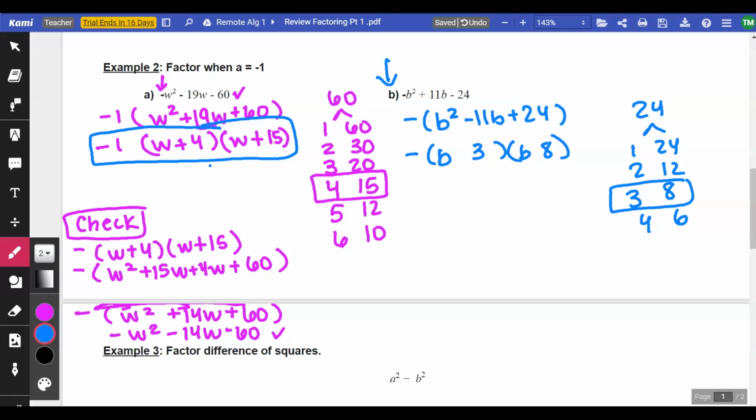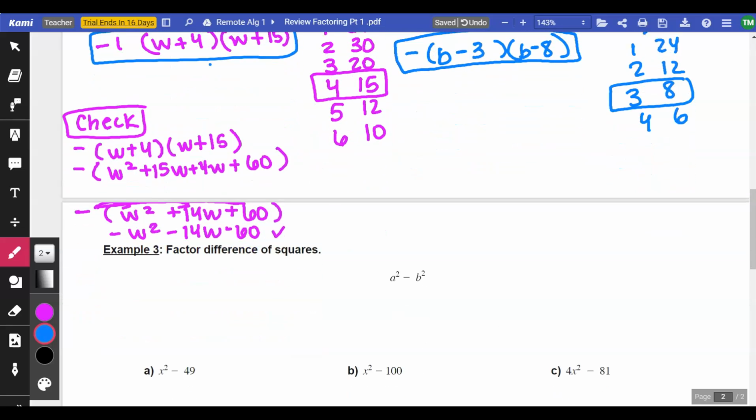And I need a negative when I add, a positive when I multiply. So that tells me that this 3 needs to be negative, and so does the 8. Because a negative 3 times a negative 8 will be positive 24, and a negative 3 plus a negative 8 is a negative 11. So this should work, and when you check it on your own, you should find that it works out perfectly.